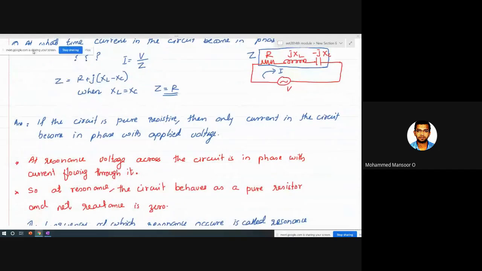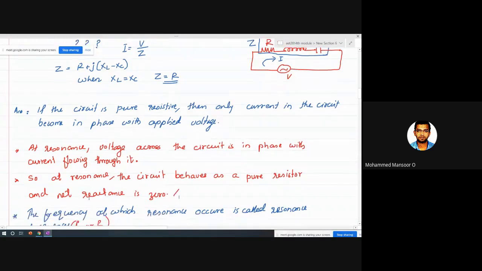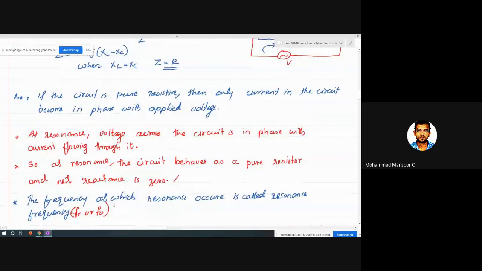So these are the points. At resonance, the voltage across the circuit is in phase with the current flowing through it. So at resonance, the circuit behaves as a pure resistor and the net reactance is 0. The frequency at which resonance occurs is called the resonance frequency, F0 or FR. In some textbooks you will see F0, in others FR. You can use any one of them. So the frequency at which resonance occurs is called the resonance frequency FR.